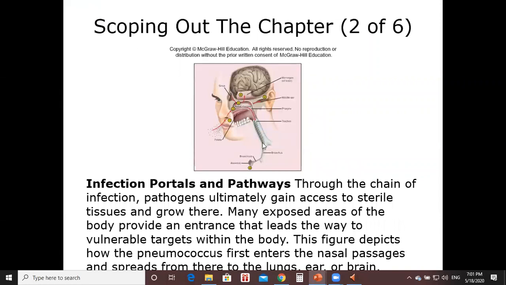This is going to be an interesting slide. We'll get to it very shortly, but it shows the infection portals and pathways. Through the chain of infection, pathogens ultimately gain access to sterile tissues and grow there. Many exposed areas of the body provide an entrance that leads the way to vulnerable targets within the body. So this figure here depicts how the pneumococcus first enters the nasal passages and spreads from there to the lungs, ear, or brain.